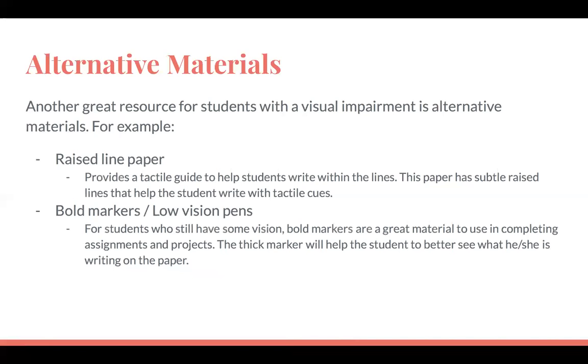And then bold markers and low vision pens are also really great for students who have low vision impairment. Bold markers are a great material to use in completing assignments and projects because the thick marker will help the student to better see what he or she is writing on the paper. These are just two of the many tools that can be provided for these students to help them do their work.